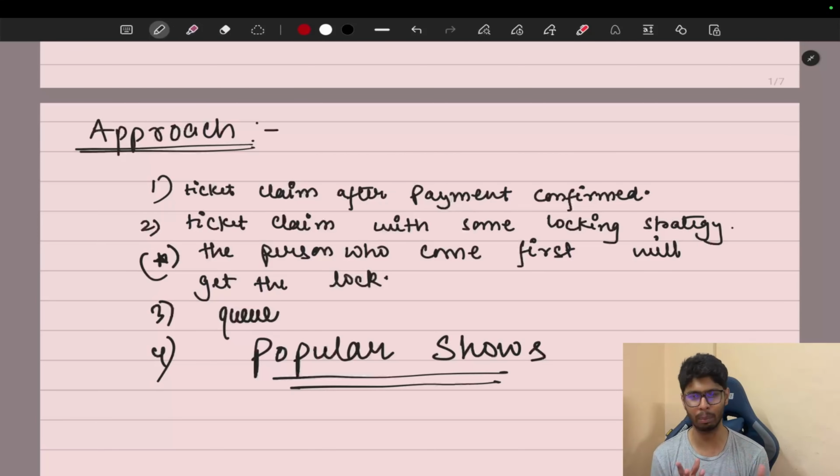Concept 3: how this value is changing on the UI. Previously this was not happening in the movie ticket system. Now let's understand how it is changing in our UI.